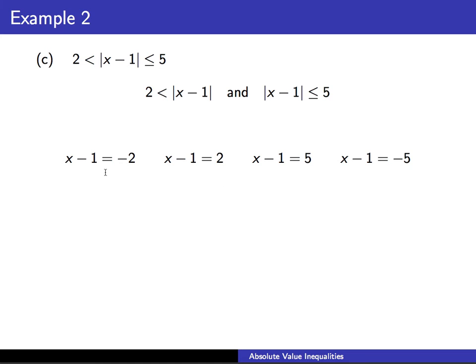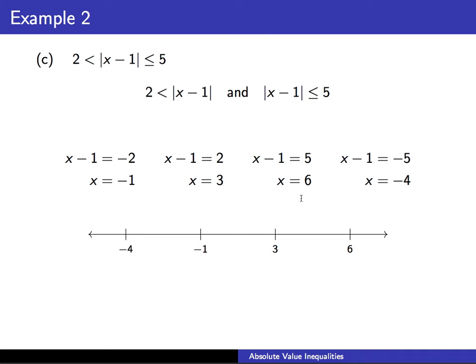The good news is that each one of these is just a one-step equation. You just have to add one, and we're going to get 4 different values that we're going to have to check on our number line. So we'll have negative 1, 3, 6, and negative 4. Make sure when you put them on a number line, you go negative 4, negative 1, 3, and 6. So now we can put our test values in. Let's test out the values at negative 4, negative 1, 3, and 6.